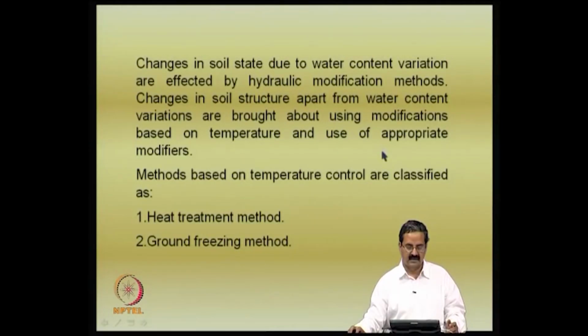We call these temperature control methods, or thermal modification methods. You can also use some modifiers, and we will be discussing many modifiers in subsequent classes. We discuss how to change the soil structure so that it improves the overall performance in terms of bearing capacity, settlements or even permeability. We will be talking about the methods based on temperature control, which are the heat treatment method and the ground freezing method.